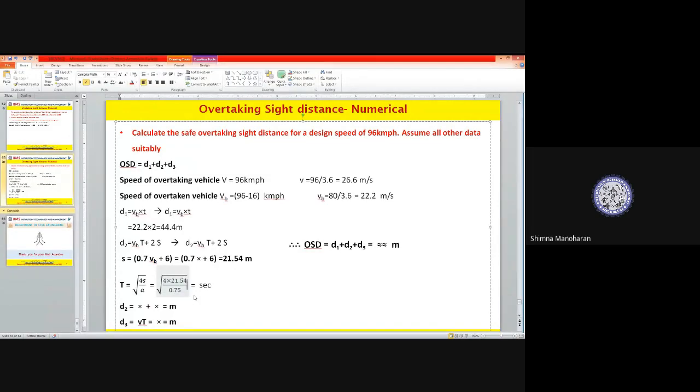Now compute capital T. One of you please compute capital T. Farooq, can you compute capital T? 10.7. It is 10.7 seconds. All of you getting 10.7?